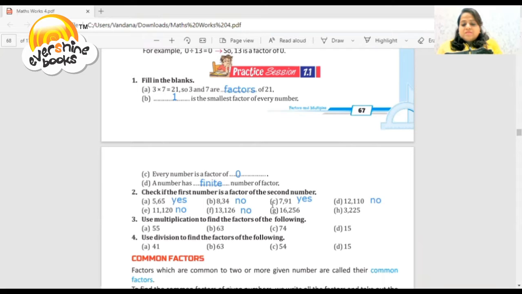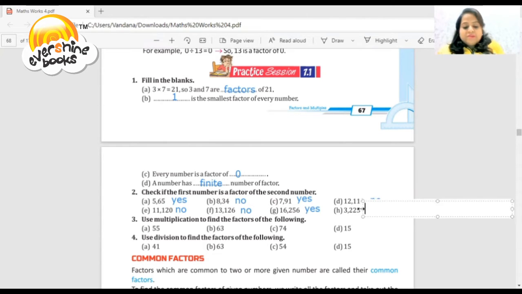And now, is 16 a factor of 256 or not? So write your answer in yes or no. Okay. So students, you will write here yes, because 256 is a number that is fully divisible by 16. So you can say 16 is a factor of 256.